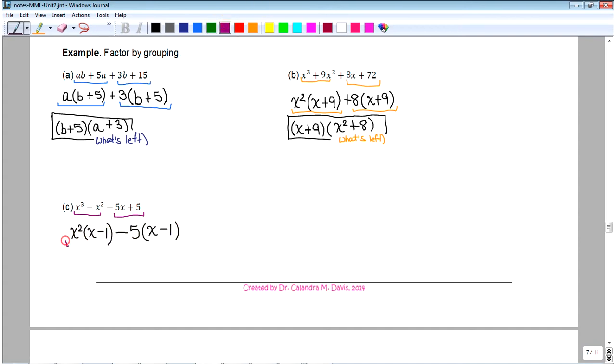So now we have our 2 terms with a greatest common factor of x minus 1. And now what's left? In our first set of parentheses, since the x minus 1 goes away, we factored it out, we're just left with an x squared. In my second term, since we factored out that x minus 1, we're left with a minus 5. And that would be our factored expression.